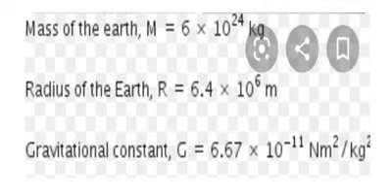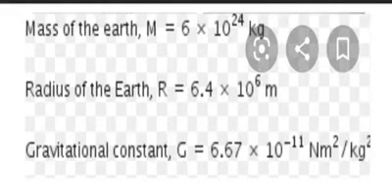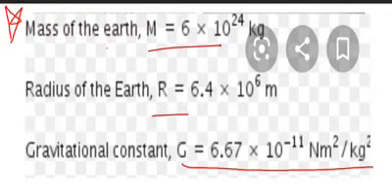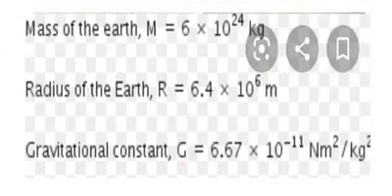Now, we can see here, what is the mass of earth? These are the important values. This should be kept in mind. What is the radius of earth and the gravitational constant? These are the important terms. This should be kept in mind. Okay. Next.